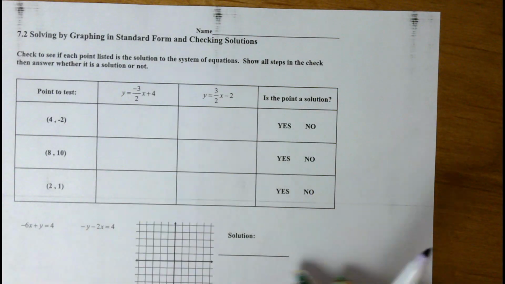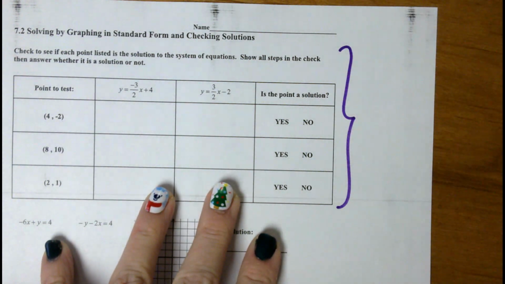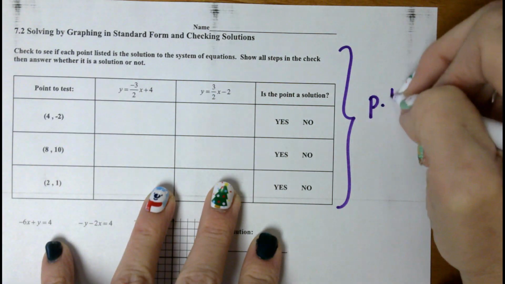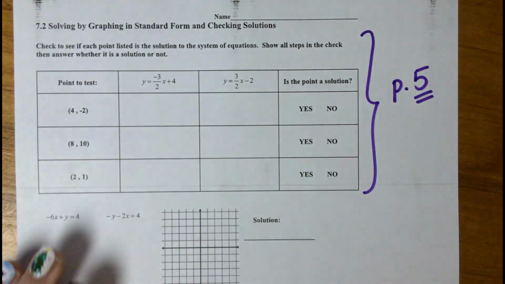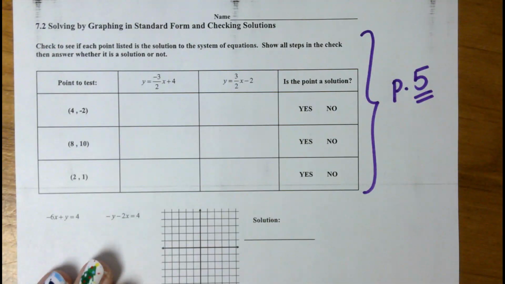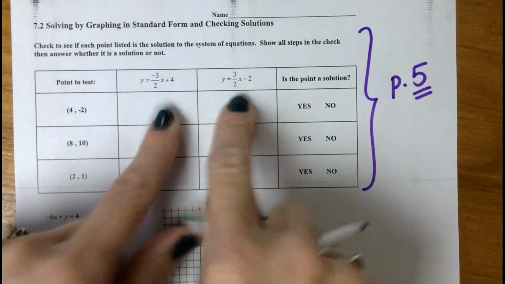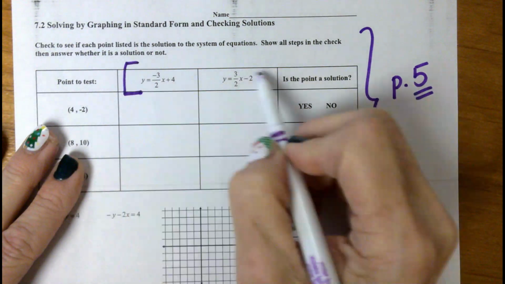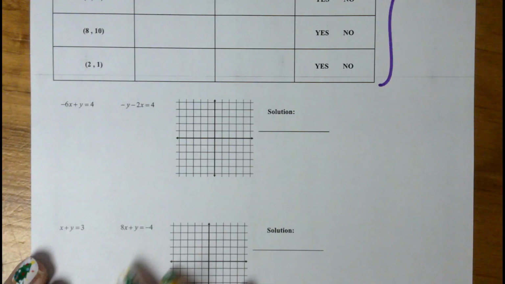First of all, right here, this is just like page 5 in your notes. We just did it. So you'll need to check and see, is this point an answer to this system? This is the system right here. Okay? So if it works for both of them, the answer is yes. You're going to do that. And then here, you've got 2 on the front, and you've got 3 on the back.